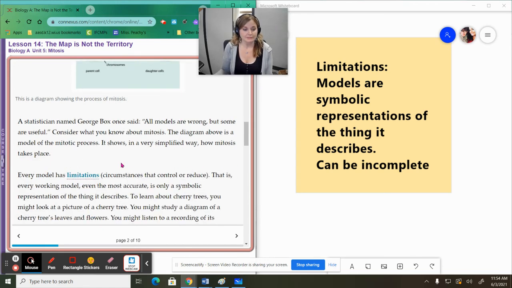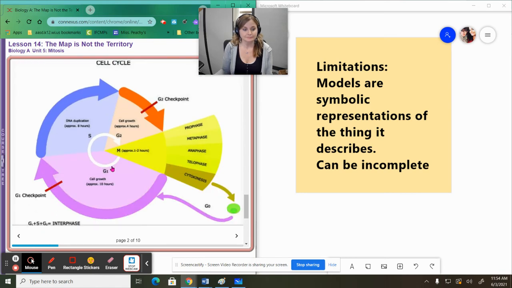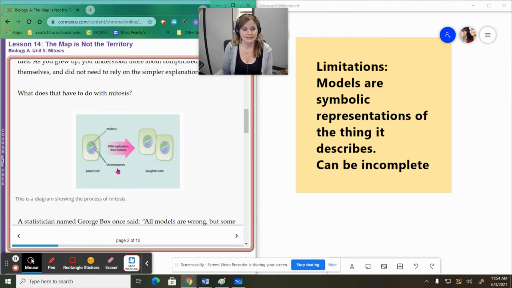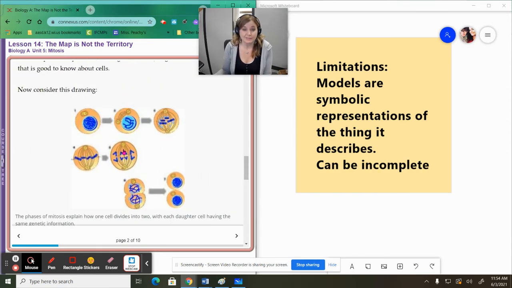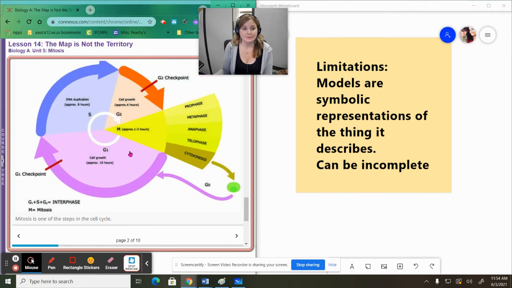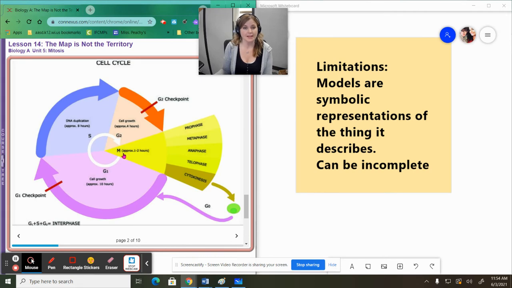We've got 3 different models represented here on mitosis and the cell cycle. Each one is focusing on a different aspect of it. This one is much more of a broad overview, much more simplified. This one gives us more detail, but it doesn't give us all the details, right? And this one is giving us an overview of the whole cell cycle and how mitosis fits into the cell cycle.